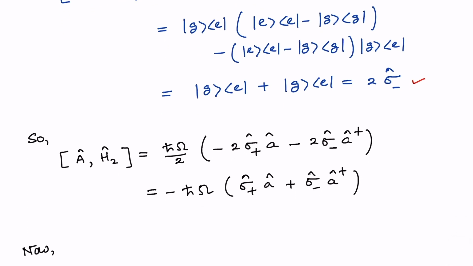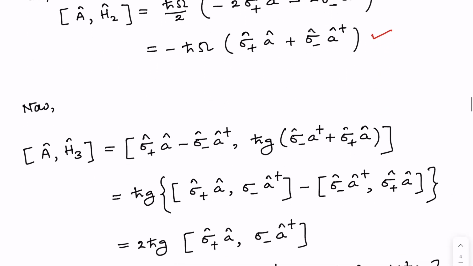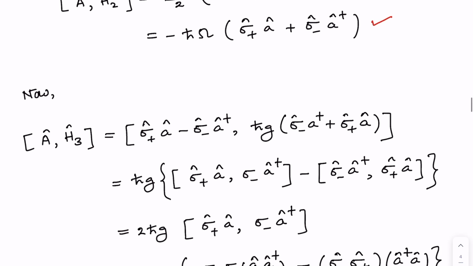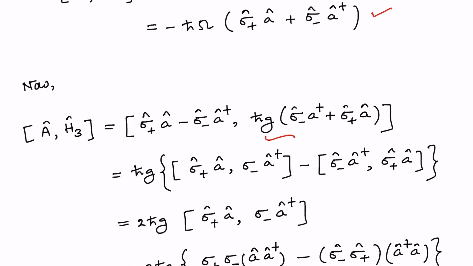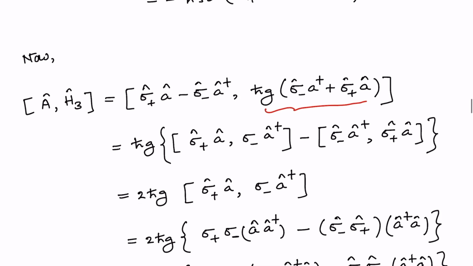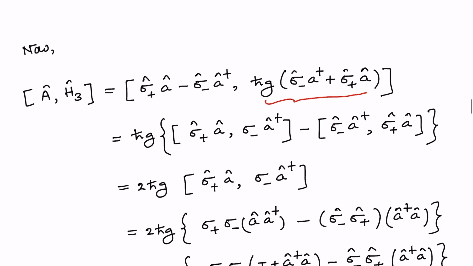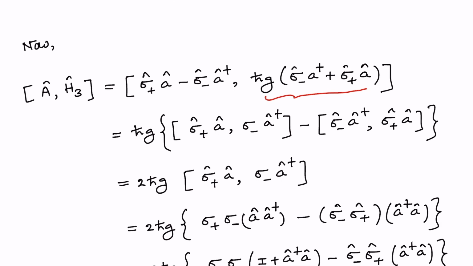The commutation between A and H2 can be worked out easily, and you will get this term. Now you have to find out the commutation between this operator A and the third term of the Jaynes-Cummings Hamiltonian, that means the interaction part of the Jaynes-Cummings Hamiltonian. Then you can just follow the steps and you are going to get this expression here.